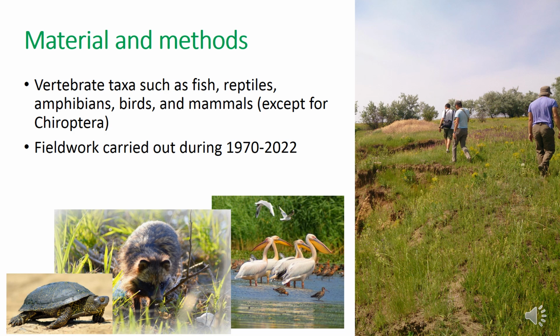Vertebrate taxa, such as fish, reptiles, amphibians, birds, and mammals, except for Chiroptera, were chosen as biodiversity indicators. Compared with other taxa, they are more often on top of the ecological pyramid and are sensitive to the slightest changes in ecosystems.